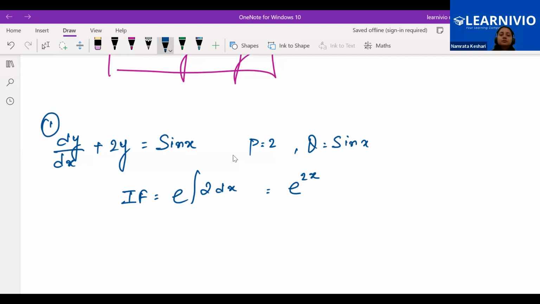dy by dx into, y into e to the power 2x is equal to the integral of sin x into e to the power 2x plus c.